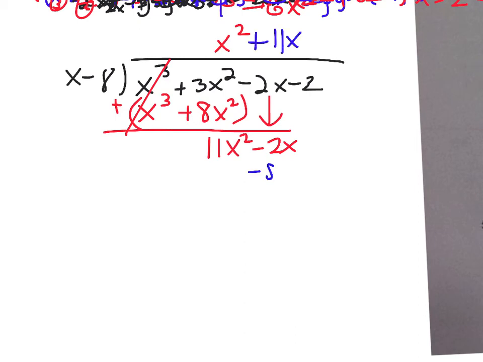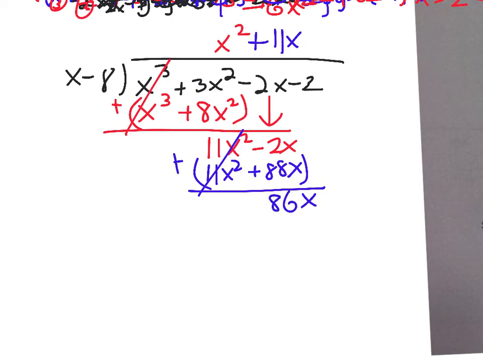Multiply down, I get negative 88x and positive 11x squared. Subtract, put in parentheses. So 11x squared minus 11x squared is 0. Negative 2x minus negative 88x, that's a plus plus, so that's positive 86x. All right, bring down the minus 2. All right, so x times what is 86x? That's positive 86. Multiply down, so 86 times negative 8 is negative 688.